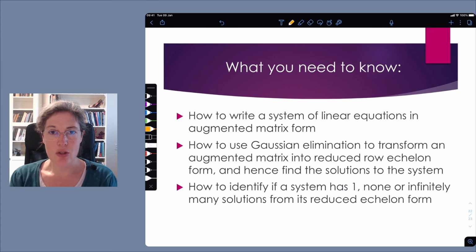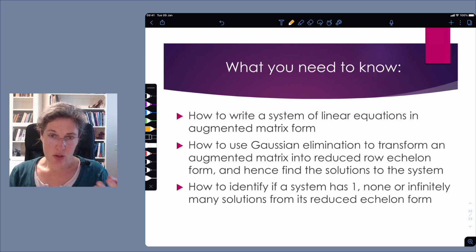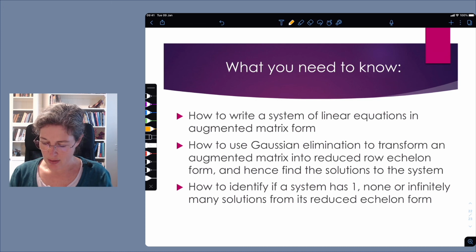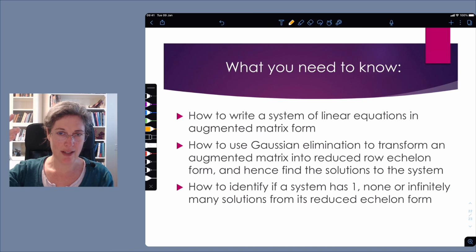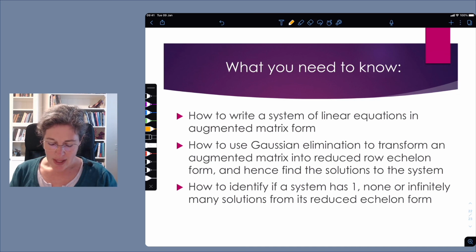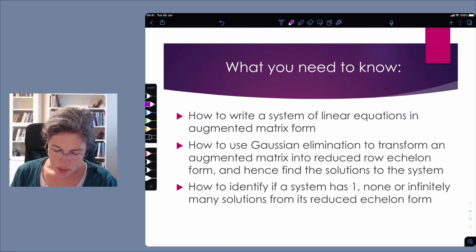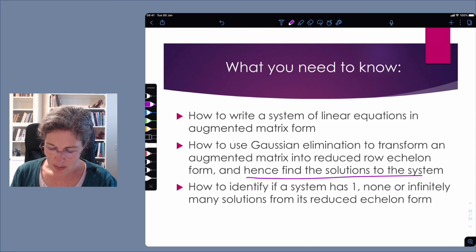So from today, what I need you to know is how to take a system of linear equations and transform it into an augmented matrix, and then how to use Gaussian elimination to take that augmented matrix and put it into reduced row echelon form, which, as we've seen, is the thing with ones on the diagonal as much as you can and zeros below the diagonal and wherever you can. And I say, and hence find the solutions to the system, but I really mean if there's a unique solution.